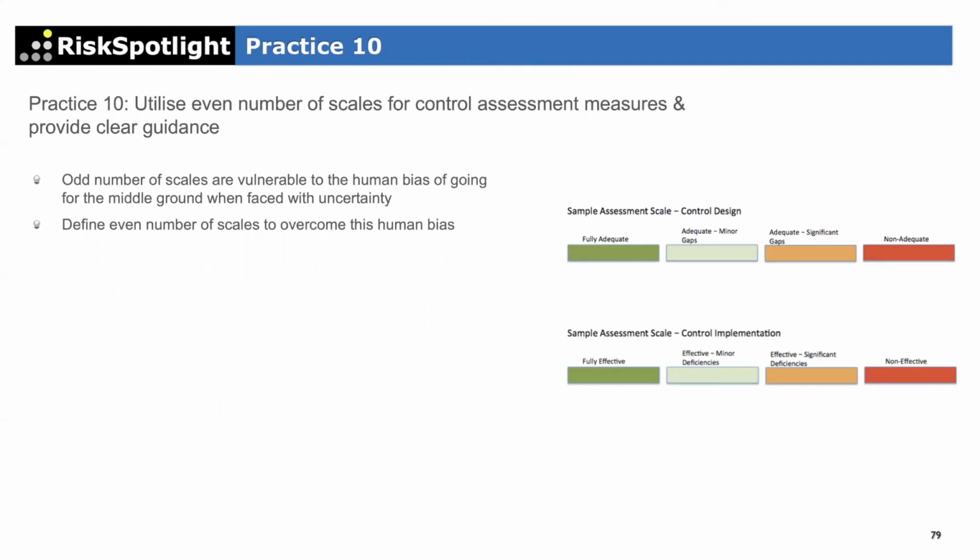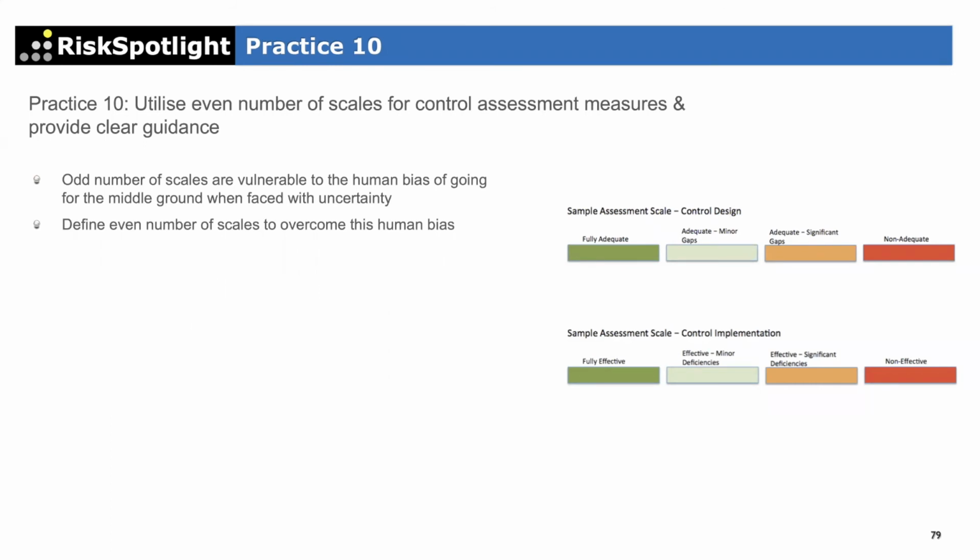So that human element is there, and if you're doing that, one of the things you will see is that 60 to 70% of your controls will be marked in that middle area. And that doesn't give you any good quality information, because now you don't know whether it's really in that middle area, or is it suffering from that human bias, or is it suffering from that intent where they're just trying to game the control assessment process?